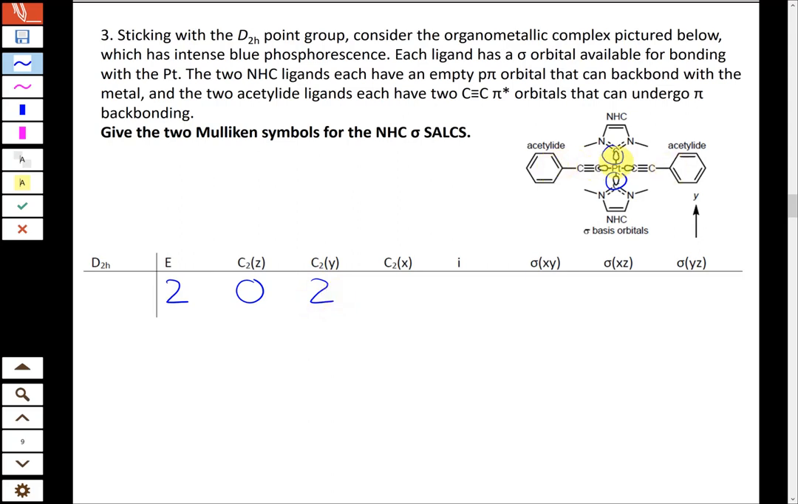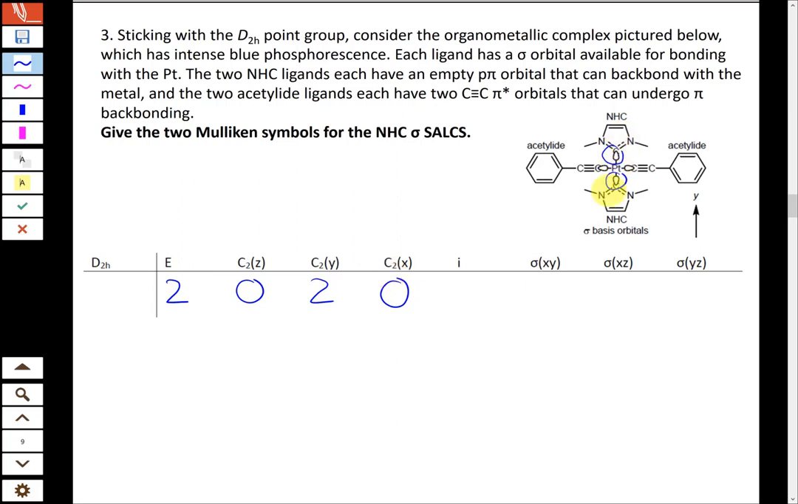But then C2x is going to flip the two onto each other, so we get a character of 0. So again, remember, if the orbital stays the same, it contributes +1. If it moves, it contributes 0. If it changes sign, it contributes -1. For sigma orbitals, it's either going to be +1 or 0.